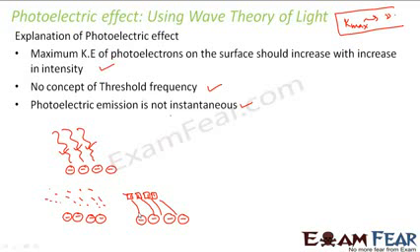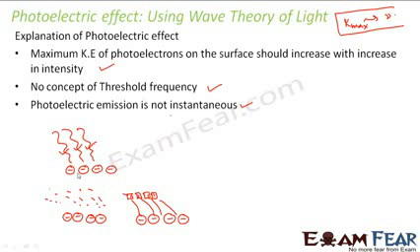But in wave theory there was no such concept that the amount of energy needed for emission to take place can come to the electron at one go. As per wave theory, the energy will get distributed between all the electrons present on the metal surface, and each of them will keep absorbing it gradually. So that will take time. So in that case, photoelectric emission cannot be an instantaneous process as per wave theory.